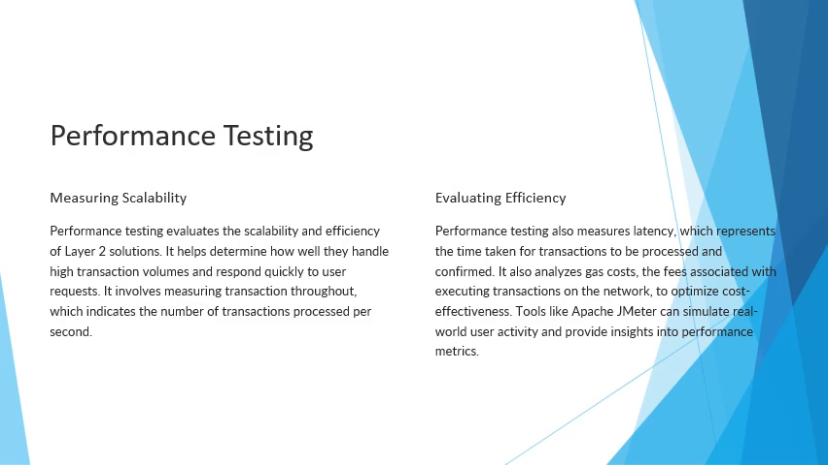It involves measuring transaction throughput, which indicates the number of transactions processed per second. Then, performance testing also measures latency, which represents the time taken for transactions to be processed and confirmed. It also analyzes gas costs, the fees associated with executing transactions on the network, to optimize cost effectiveness. Tools like Apache JMeter can simulate real-world user activity and provide insights into performance metrics.